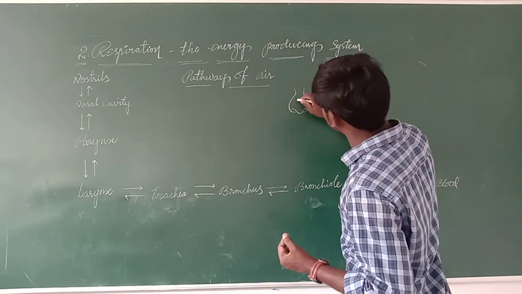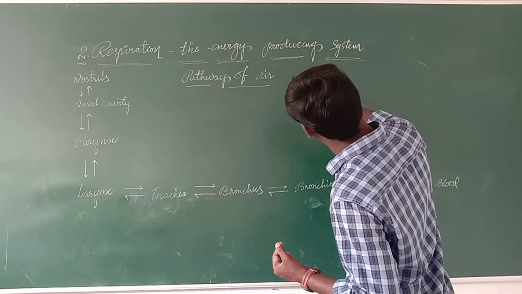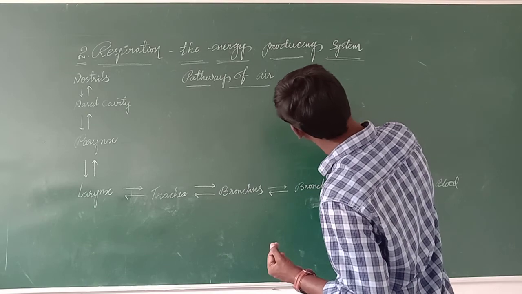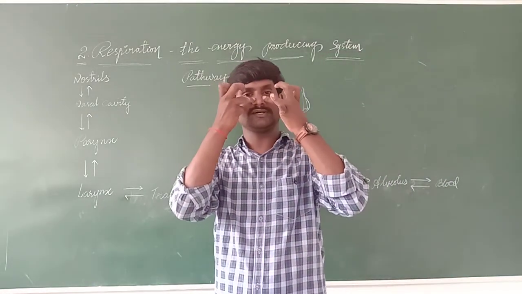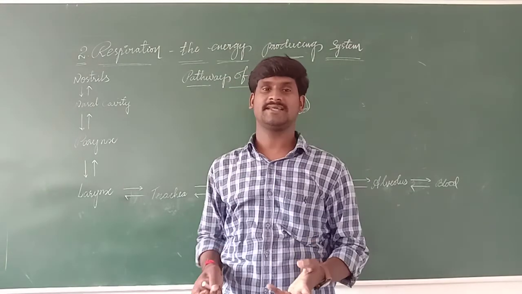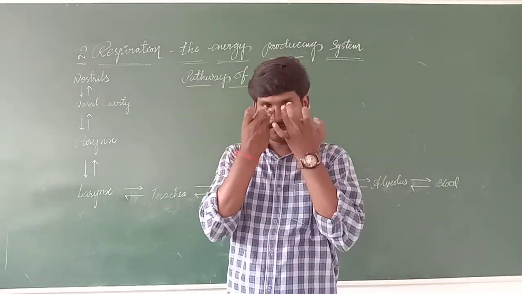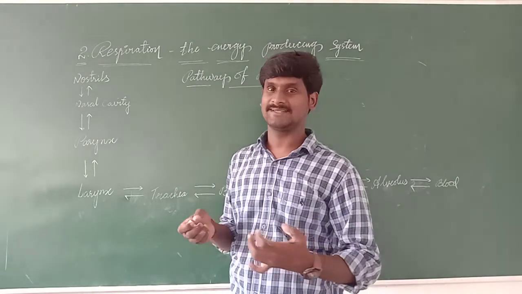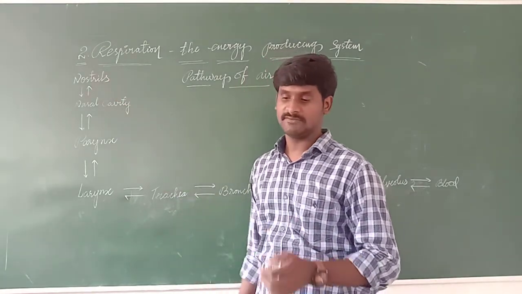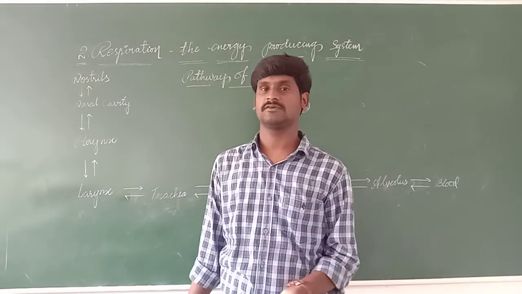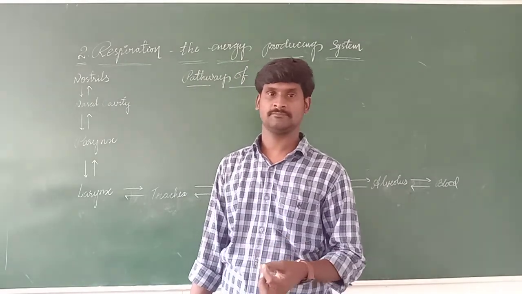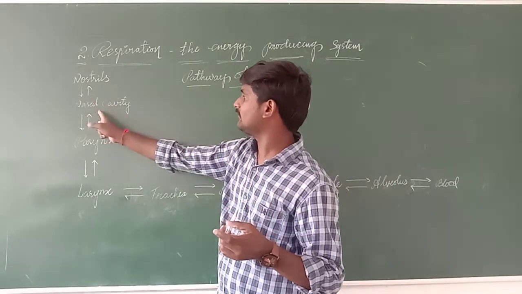If you look at the nose, two pipelines are present right here. Here is one hole, here is one hole. Those holes are called the nasal cavity. It is the way, this pipe is called the nasal cavity. The starting is called the nostrils, which helps in taking air in through these holes only, and air exits through them also. That is the first place, and the second one is the nasal cavity.